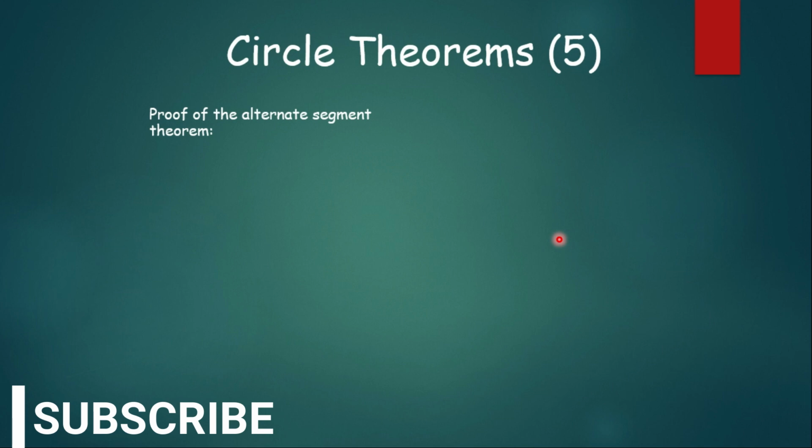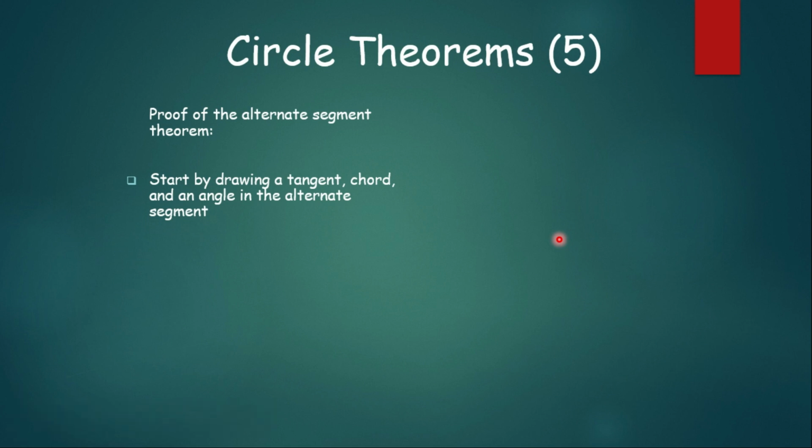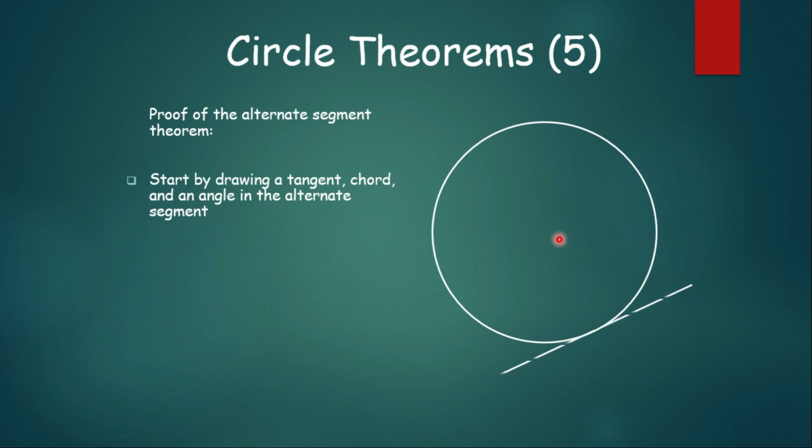Now, we want to prove this theorem to see why we are saying so. But to prove that, we need to draw a tangent, a chord, and an angle in the alternate segment. So we draw a circle first, then we get a tangent. So this is a tangent, we get a chord, and we get the alternate segment.